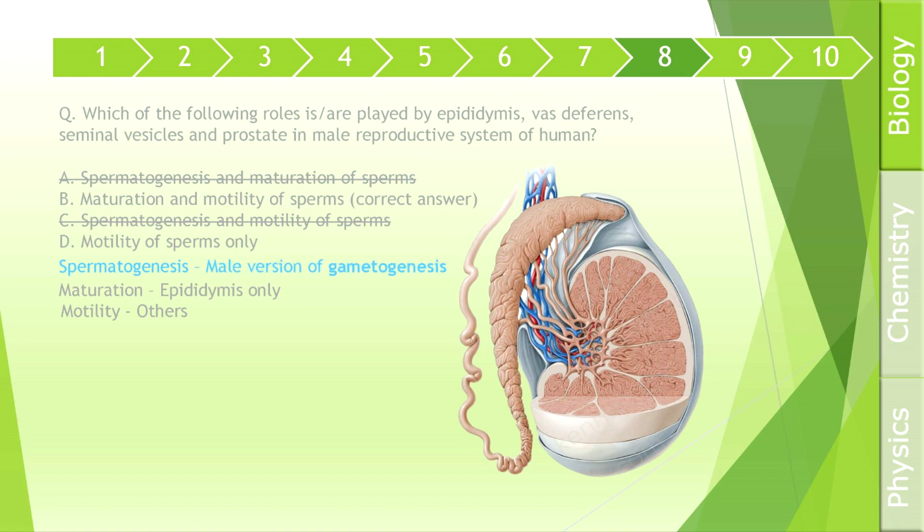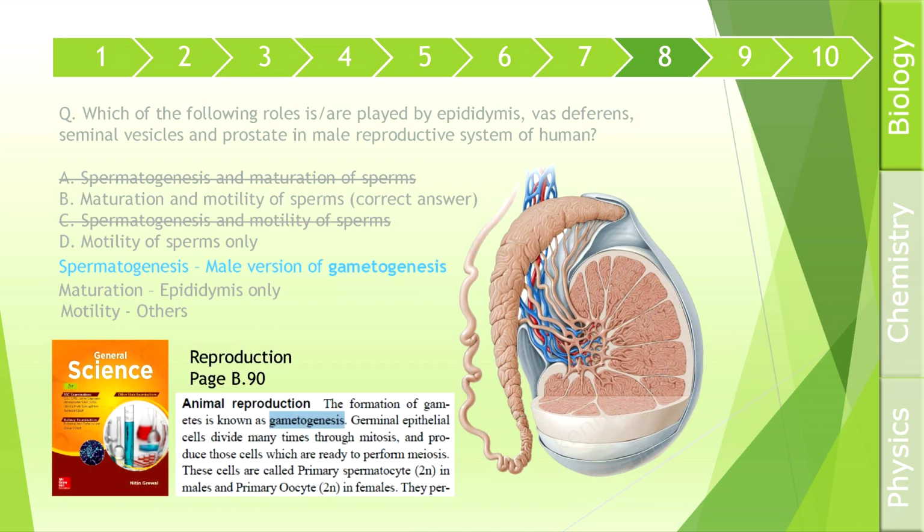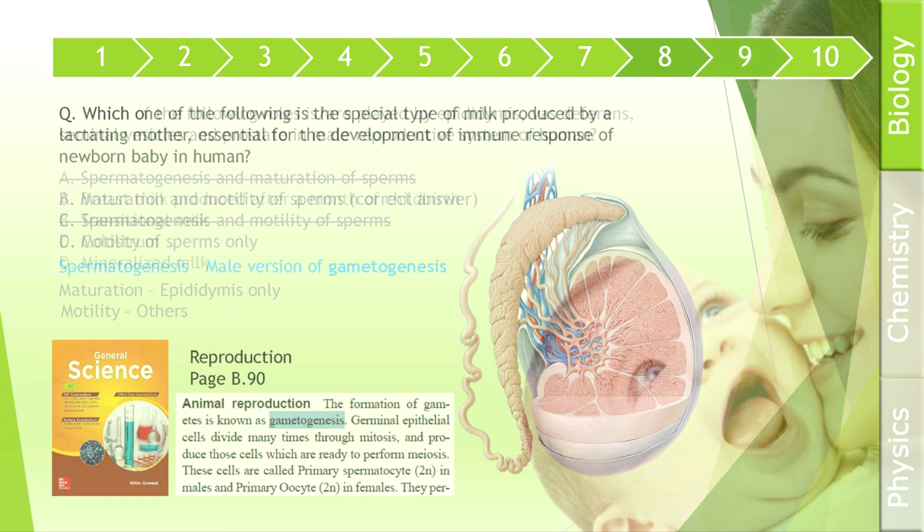In males it is called spermatogenesis, meaning the production of sperms. In females, it is called oogenesis, meaning production of ovum. To study about gametogenesis in short, you can refer to the page number given here. Now let's move on to the next question.